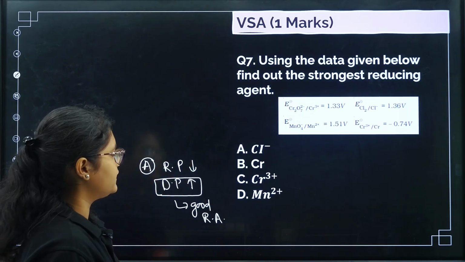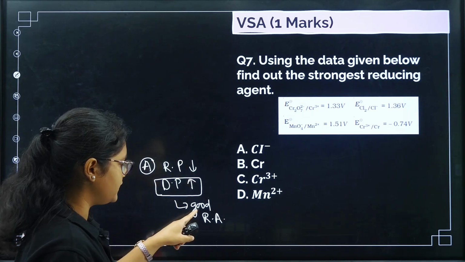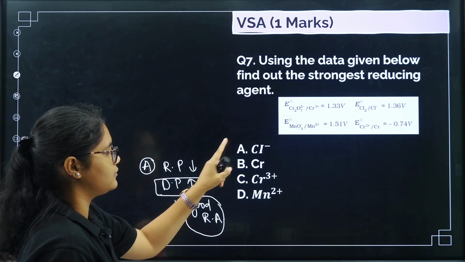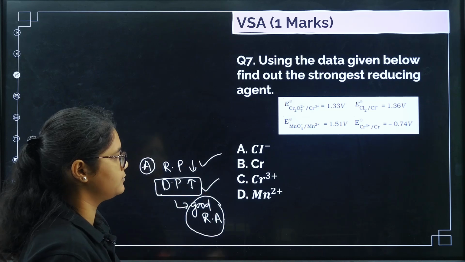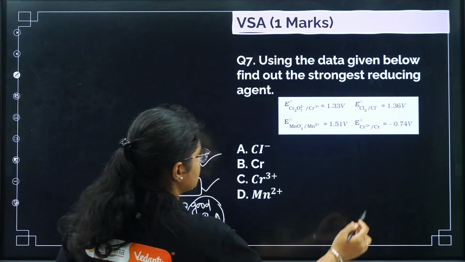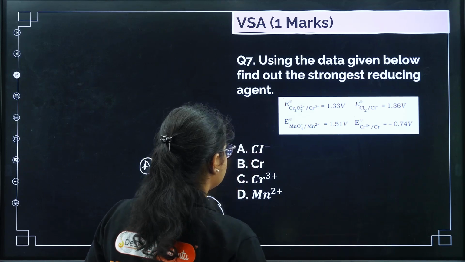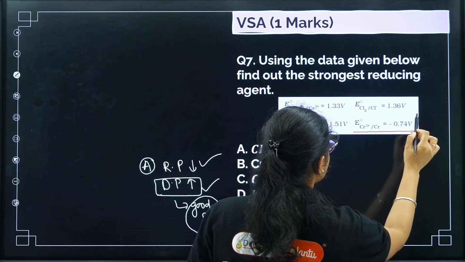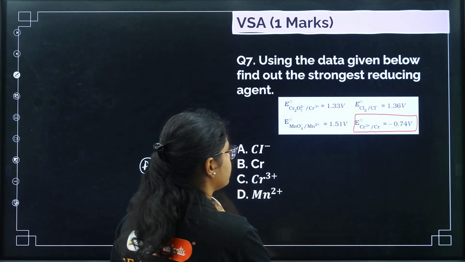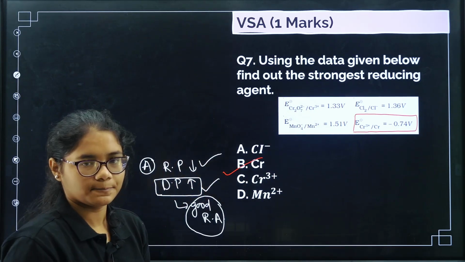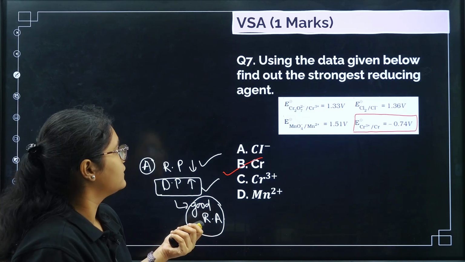So we need to find a good reducing agent. For that we need good oxidation potential, and that means it should have the least reduction potential. If you see the fourth one, Cr3+ to Cr, this is having the least reduction potential. So the correct answer will be chromium, Cr. Clear?